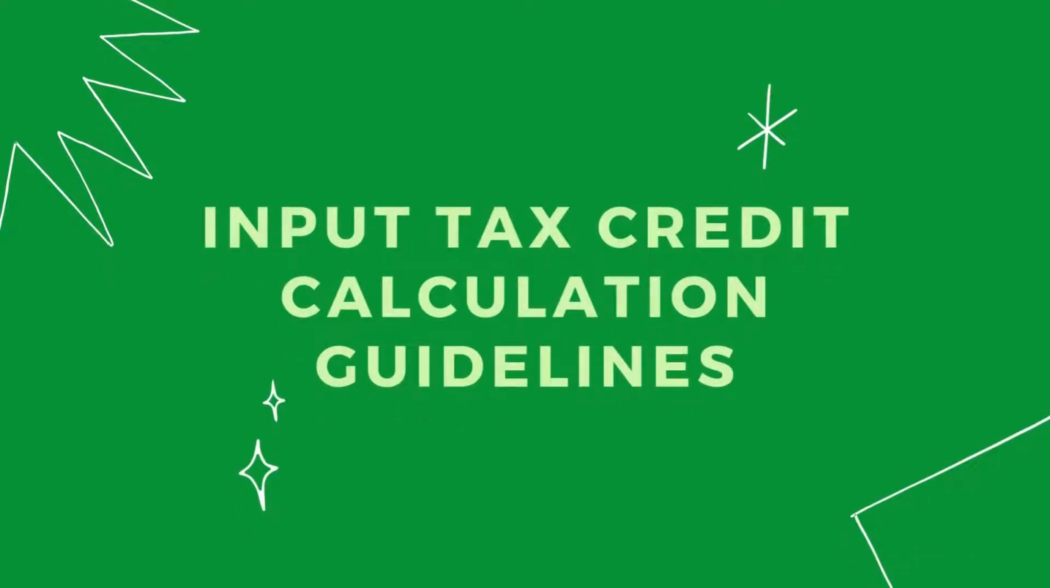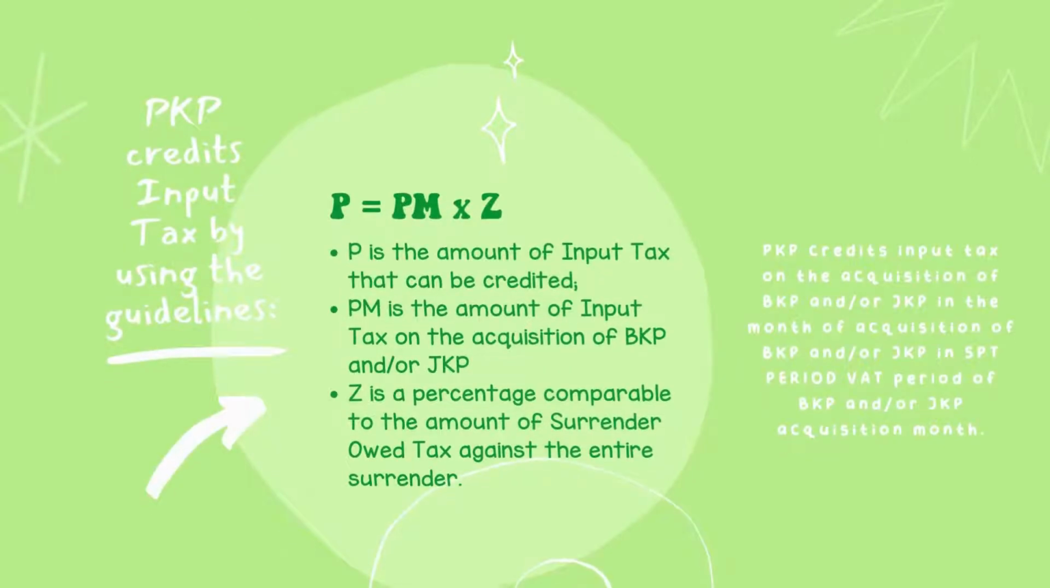Input tax credit calculation guidelines. BKP credit input tax by using the guidelines. P equals PM times Z. P is the amount of input tax that can be credited. PM is the amount of input tax on the acquisition of BKP and or GKP. Z is a percentage comparable to the amount of surrender owned tax against the entire surrender. BKP credits input tax on the acquisition of BKP and or GKP in the month of acquisition of BKP and or GKP in SPT period VAT period of BKP and or GKP acquisition month.